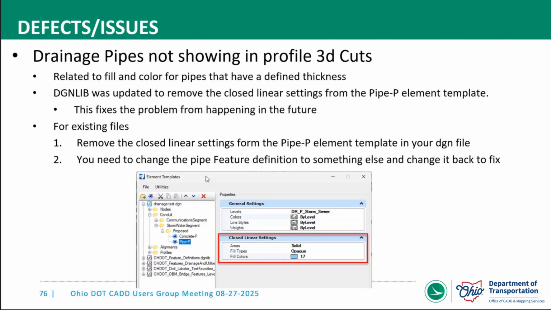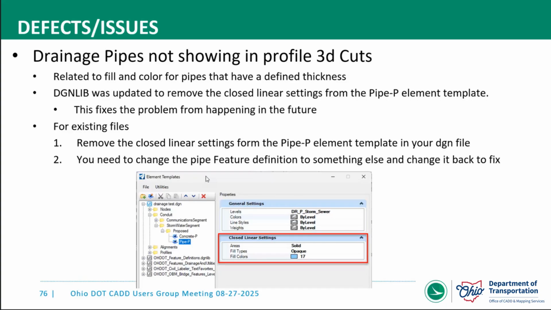On the existing files, if you're running into this, just open up your element templates and go into this pipe-p and right-click on these three settings and hit remove. When you do that, I wish I could say it automatically fixed everything, but unfortunately, you need to trigger each individual pipe to fix itself. The best I could come up with was selecting it, changing the feature definition, and changing it back. So that's not the best, especially if you've got a lot of pipes.